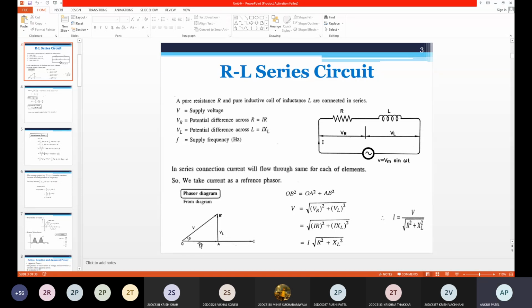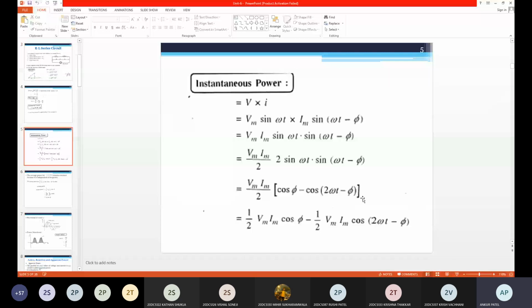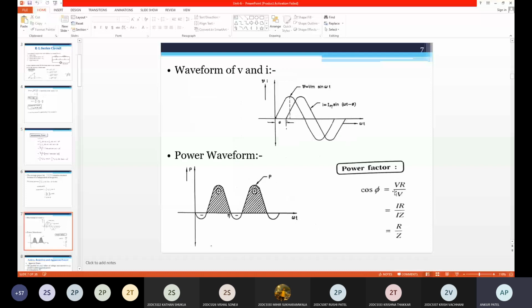Adjacent upon hypotenuse, so cos phi is VR by V. But VR we know is equal to I into R, and V, that is your total resultant voltage, is equal to I into Z. I cancels, so you have R by Z. So cos phi is equal to R by Z. This is your power factor of the circuit.